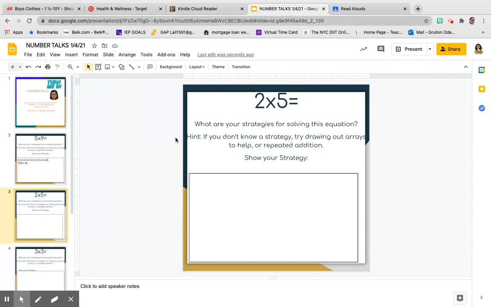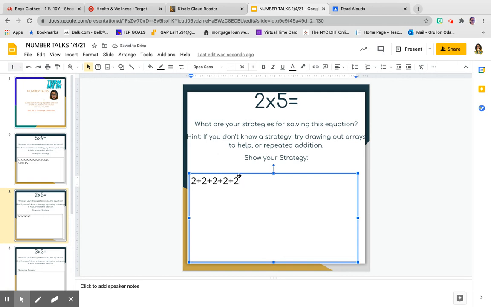Here we have 2 times 5. I'll give you an opportunity to think about this. Okay, so I have 2 times 5. So that means that I need to see the number 2 5 times. Or with the commutative property, I can flip this around and make this 5 times 2. That's another strategy that you can use. So I'm going to keep it as is. So I'm going to write the number 2 5 times.